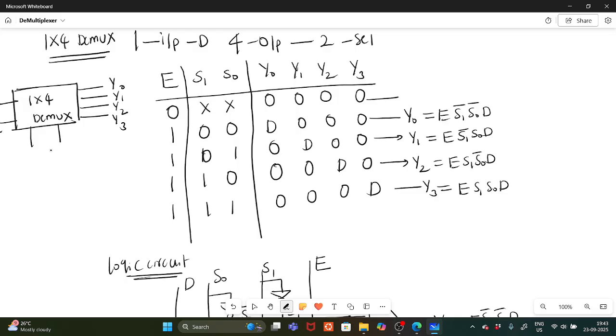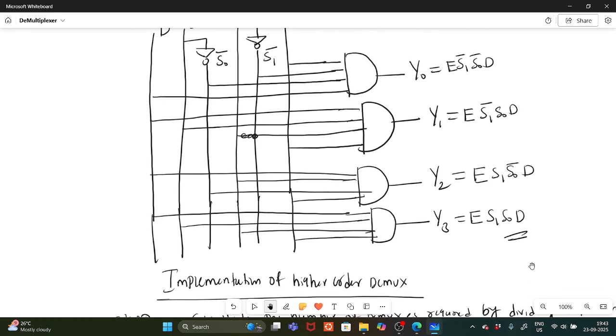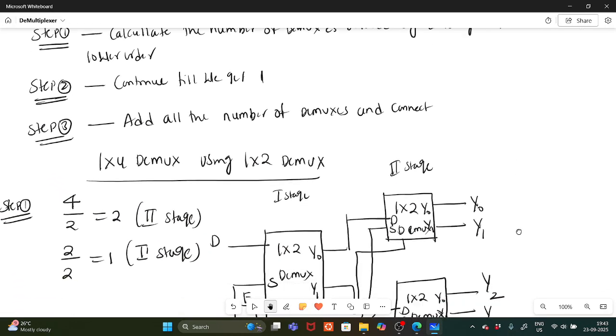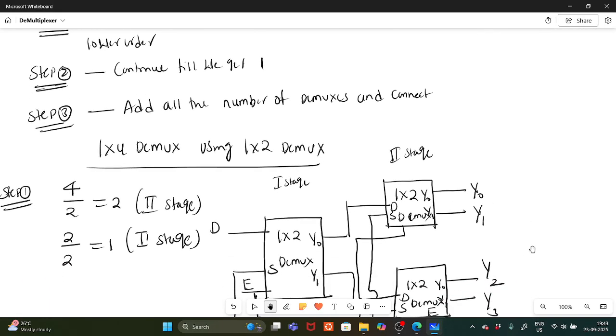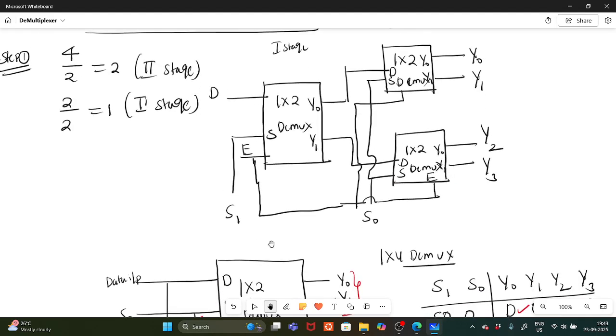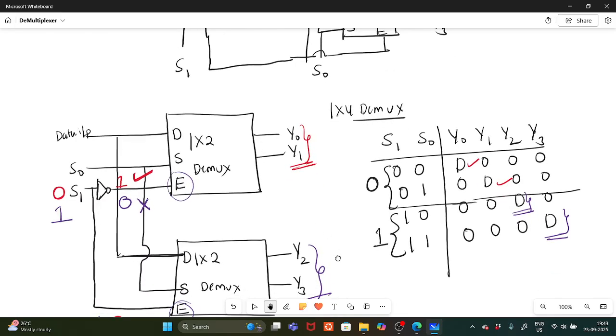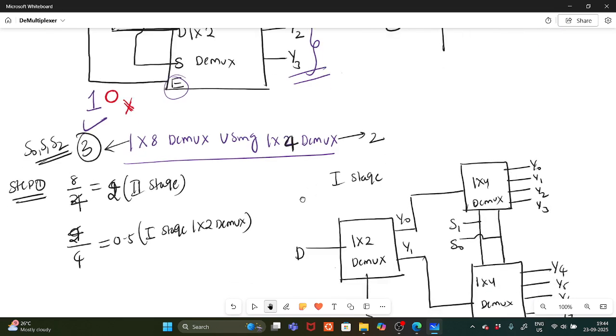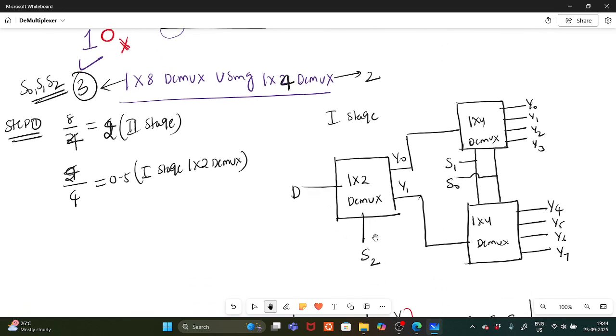Let us take the selection lines S1 and S0, where S1 is the MSB and S0 is the LSB. And this is the logic circuit. Implementation of a higher order DeMux by lower order DeMux follows these steps. With an inverter also I can implement it. We designed a 1 is to 8 DeMux by using 1 is to 4 DeMux.